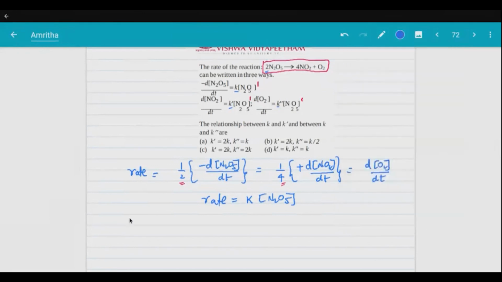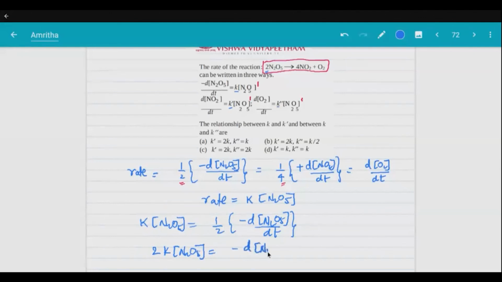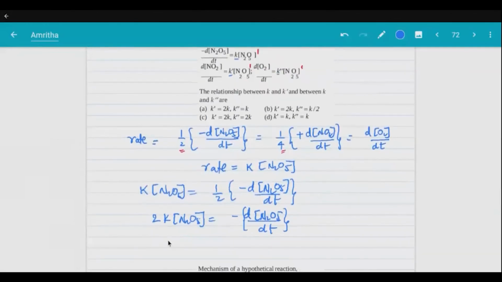So look at how we solve this. K into N2O5 is equal to 1 by 1, I'll write 1 by 2 minus dN2O5 by dt. But what they're asking is only this, so this is 2K. 2K N2O5 is equal to minus dN2O5 by dt. The same way, dNO2 by dt, I can write 4K N2O5 is equal to plus dNO2 by dt. And for dO2, it is just K. K into N2O5 is equal to dO2 by dt. Just observe these three. That's it. You will get the answer.